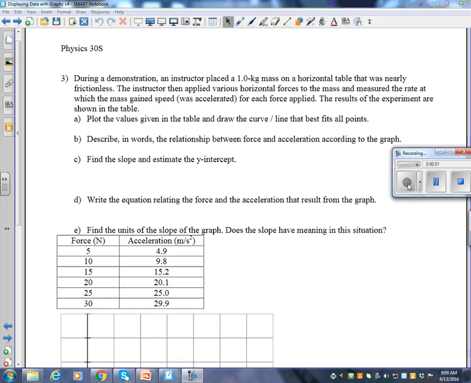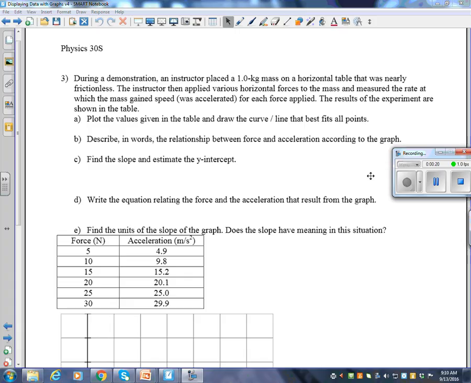Okay, so here's number 3. During a demonstration, the instructor placed a 1 kilogram mass on a horizontal table that was nearly frictionless. The instructor then applied various horizontal forces to the mass and measured the rate at which the mass gained speed, or was accelerated, for each force applied. So they had this little thing on a table, the teacher gave it a push, and then they measured how fast it accelerated. The results of the experiment are shown below.